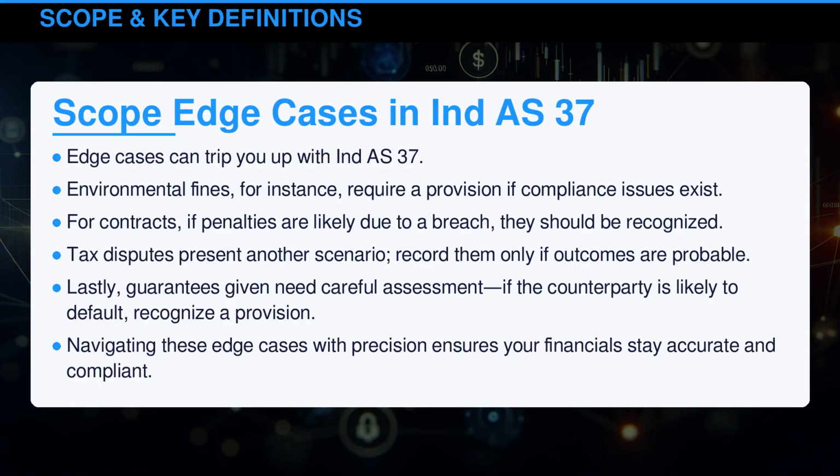Edge cases can trip you up with Indian Accounting Standard 37. Environmental fines, for instance, require a provision if compliance issues exist. For contracts, if penalties are likely due to a breach, they should be recognized. Tax disputes present another scenario. Record them only if outcomes are probable. Lastly, guarantees given need careful assessment. If the counterparty is likely to default, recognize a provision. Navigating these edge cases with precision ensures your financials stay accurate and compliant.